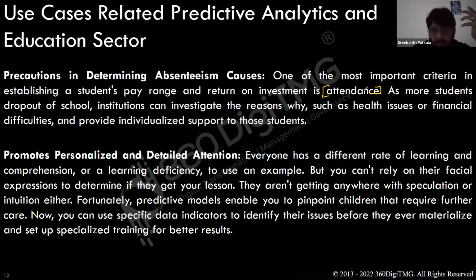Maybe the institutions can investigate the reasons why, such as health issues or financial difficulties, and provide individualized support to these students. That could be a use case when it comes to the education system, and it promotes personalized and detailed attention, right? Everyone has a different rate of learning and comprehension. Everyone is not the same, or has a learning deficiency.